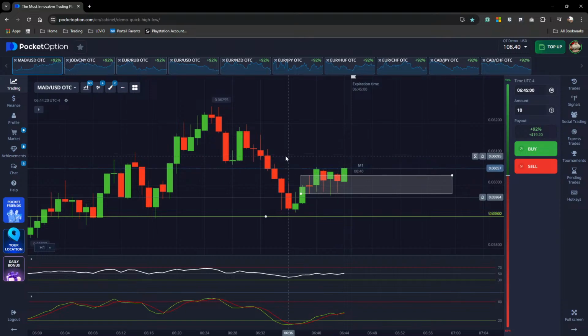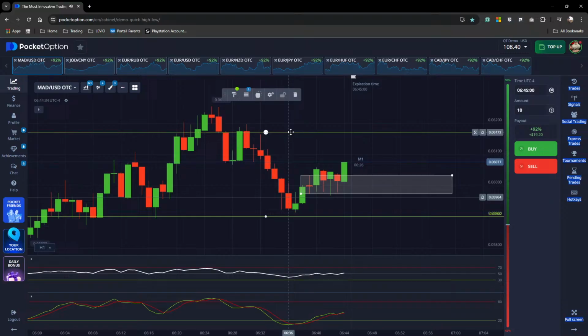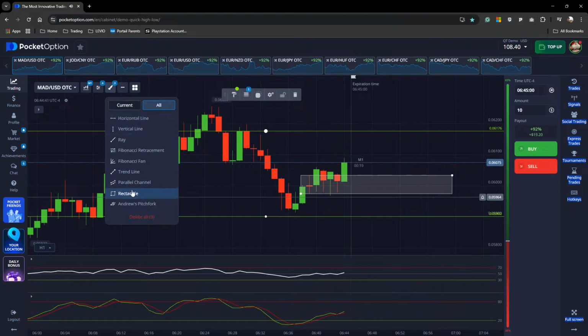It's making higher highs. Normally when a candle goes a bit higher than the body of the highest candle, more often than not, I've noticed that it will just continue in that direction. Not always, but more often than not.